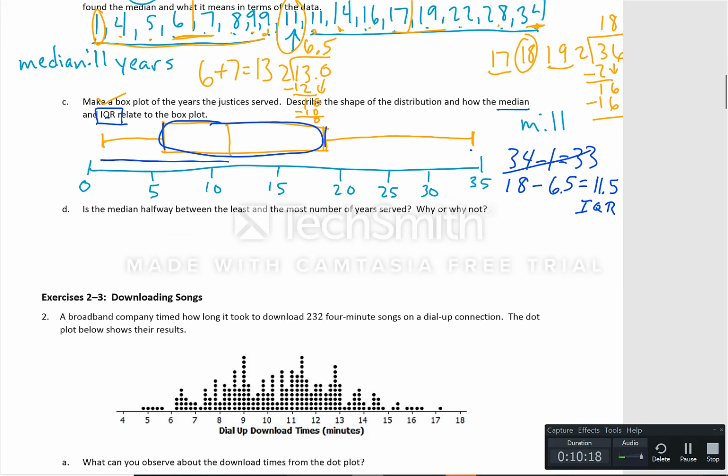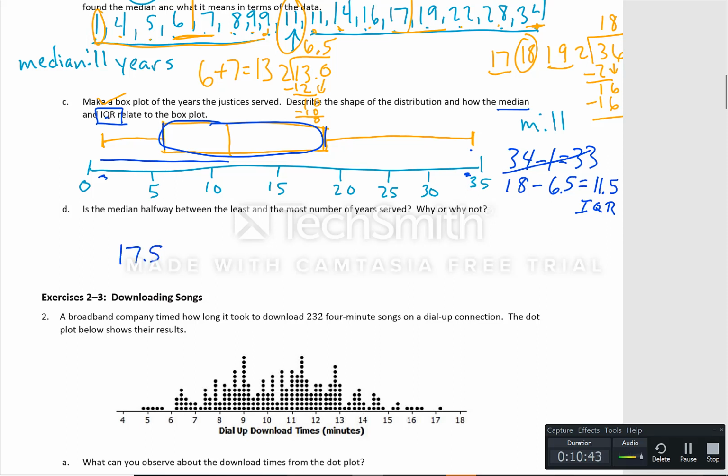Alright, on to D. Is the median halfway between the least and most number of years served? Why or why not? So the halfway point on the number line between the smallest number of years served, being that 1, and the greatest number of years served, being that 34, is 17.5.